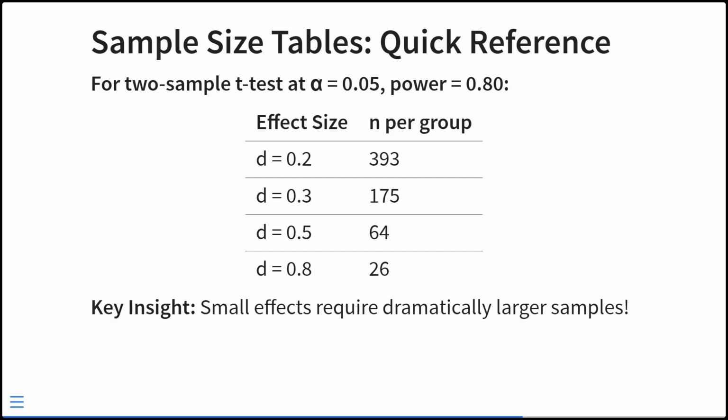So for a two sample t-test at alpha 0.05 and power 0.8, at effect size 0.2, you have 393 per group. At 0.3, 175 per group. At 0.5, 64 per group. At 0.8, 26 per group. So you can see the N reduces as the effect size increases. Small effects usually require larger samples.